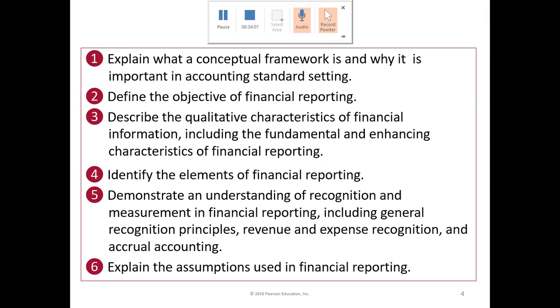And the last one is the assumptions used in financial reporting. Assumptions are always there in any theory. Any theory can never be perfect. Whether it is Newton's theory, Einstein's theory, or Hofstede's theory of culture, theories have some assumptions that make them theories. Without those assumptions, the theories cannot be generalized to all walks of life. So these are the 6 learning goals of this chapter.